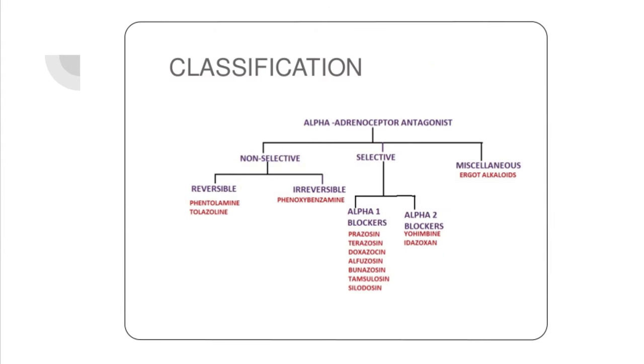Now, alpha blocking agents can be divided into different categories. There are non selective drugs, irreversible such as phenoxybenzamine, and reversible such as tolazoline. Now, phenoxybenzamine acts for almost 3 to 4 days with gradual decrease in BP.